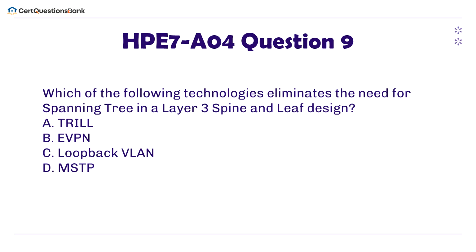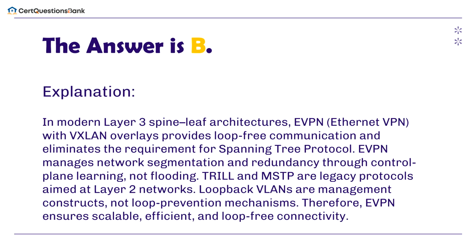Which of the following technologies eliminates the need for spanning tree in a Layer 3 spine and leaf design? A. TRILL, B. EVPN, C. Loopback VLAN, D. MSTP. The answer is B.